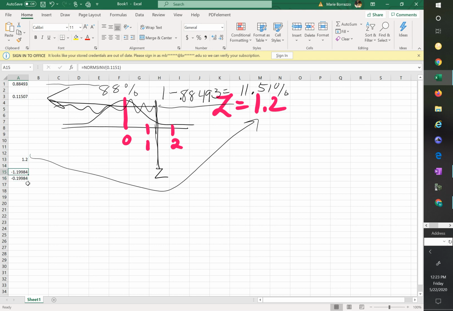This was NORM.S.INV of 0.88. Here I'm doing NORM.S.INV of 0.1151. So I'm trying to find the z-score above it. But if you notice, it's giving me the z-score below it, which is the negative 1.2. So forget about that. That actually gives you the opposite answer. You just have to do 1 minus that value to obtain the z-score, because the z-score only reports from here back.